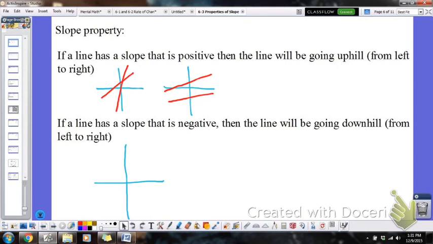So these lines will look something like this. From left to right, they will be going downhill. So something like that is a downhill slope. Something less steep is also going downhill. Something that is really steep like this one is still going downhill, so it is a negative slope. So when we're graphing these lines, if it has a negative slope, we know the line will be going downhill.